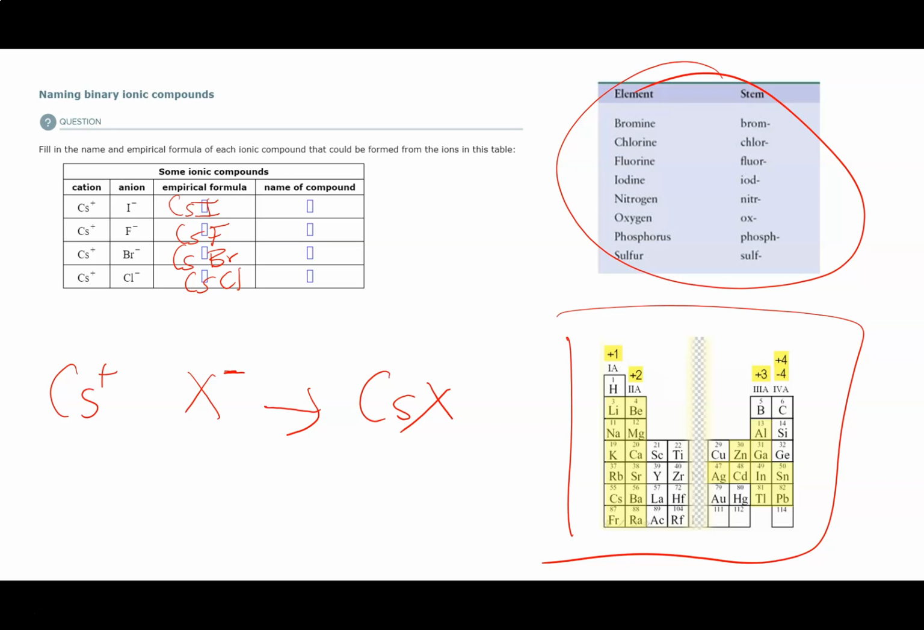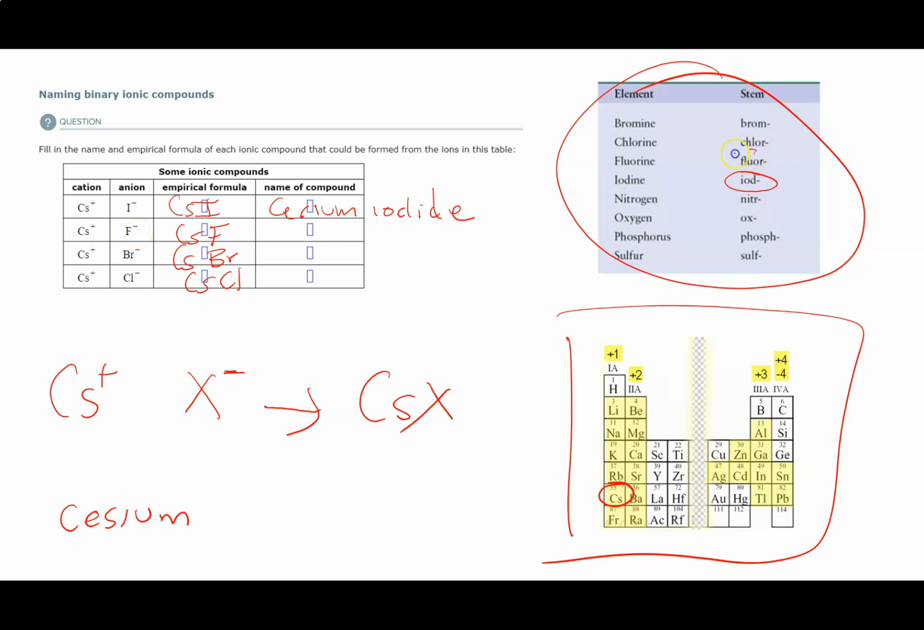Now, the question is what is the name of the compound? So to write the name of the compound for an ionic compound, we give the name of the cation followed by the name of the anion. So the cation in this case, we give the name of the atom that it's formed from, cesium, and then we have to decide, do we need Roman numerals to indicate the charge? And as cesium is in group 1A, no Roman numerals are needed. Now to name the anion, we take the stem name of the element, which in the first one is IOD, and we change the ending to IDE. So this just becomes cesium iodide.